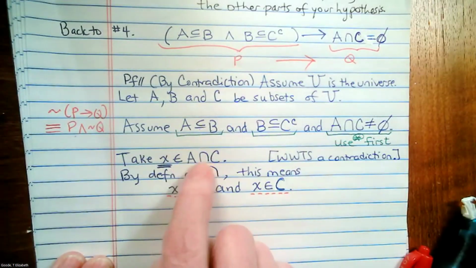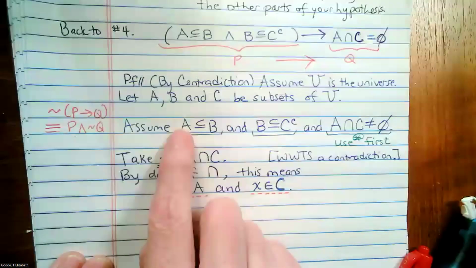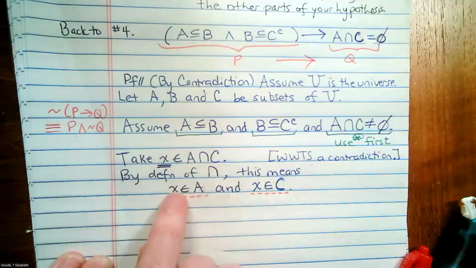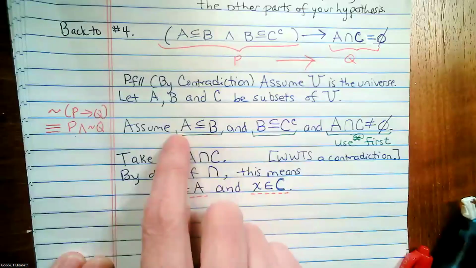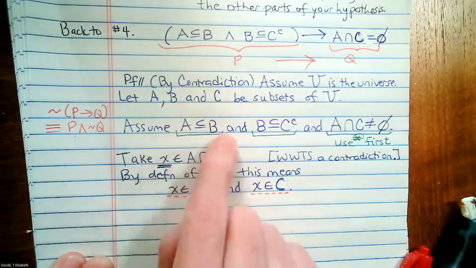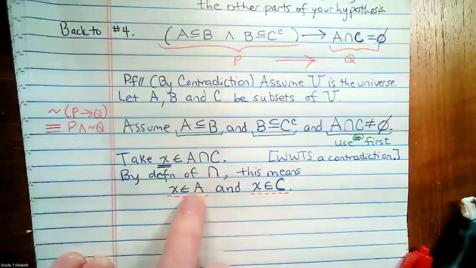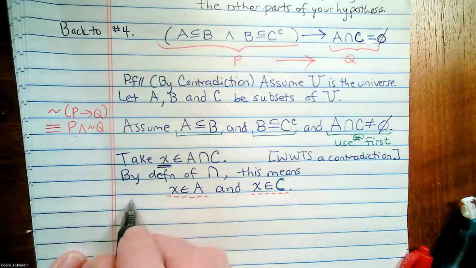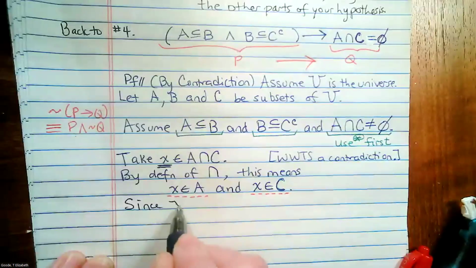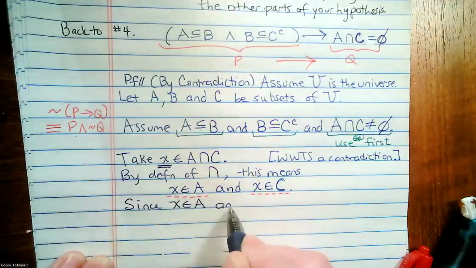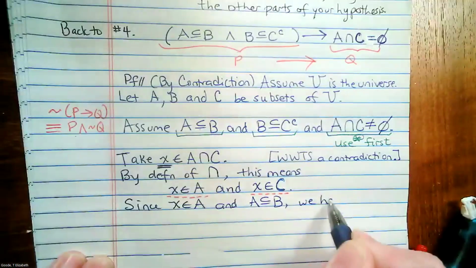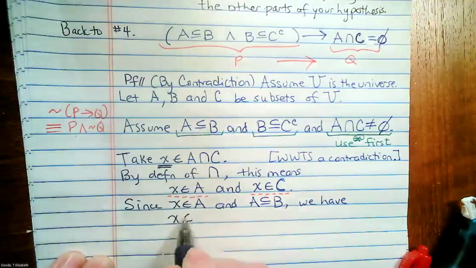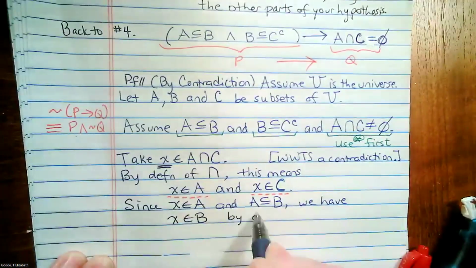Yes, because it was in A intersect C. Well, A is a subset of B. So if X is in A and A is known to be a subset of B, like everything that is in A is also in B, then what do we know about X? X is an element of B. Right. So let's write that down. Since X is an element of A and A is a subset of B, we have that X is an element of B by definition of subset.